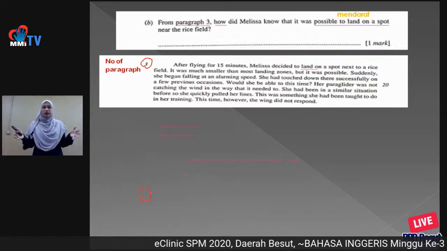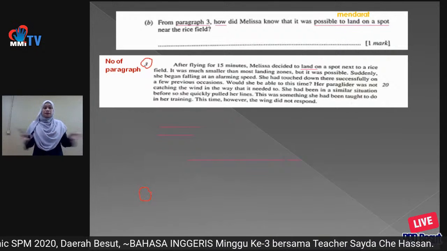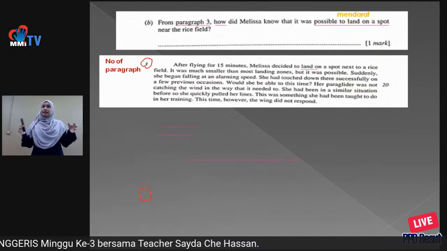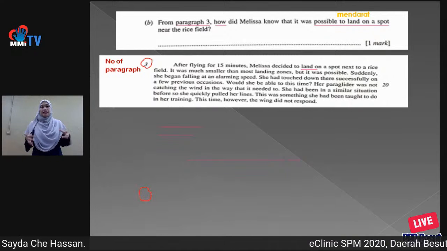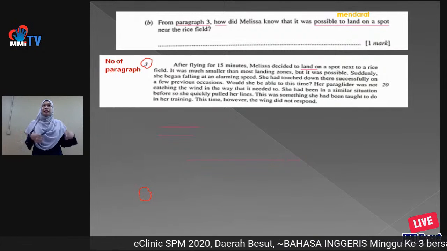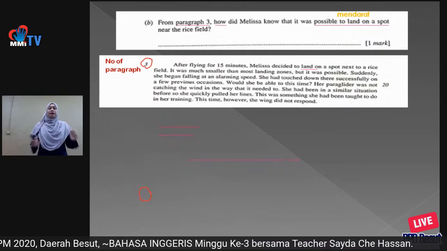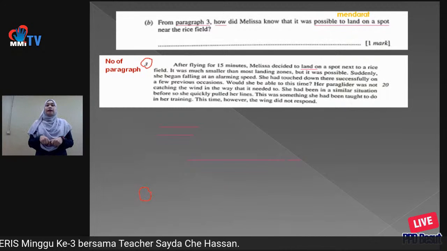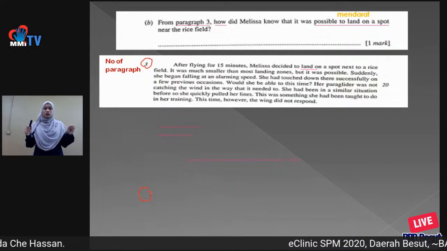Okay, many students got confused by taking this sentence as the answer. It was much smaller than most landing zones, but it was possible. But then here dia tak bagi reason kenapa dia nak mendarat kat situ. Ayat ni dia cakap tempat tu kecil je tapi Melissa tahu dia boleh mendarat kat situ. Okay, soalan dia tanya kenapa dia nak mendarat kat situ. Okay, bukan sebab kecil. Okay, ada reason lain lah tu. Okay, suddenly, when she tried to go down, she began falling at an alarming speed. Okay, tiba-tiba dia jatuh dengan laju.